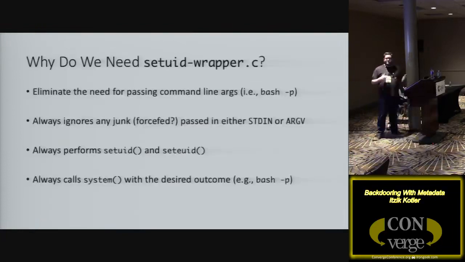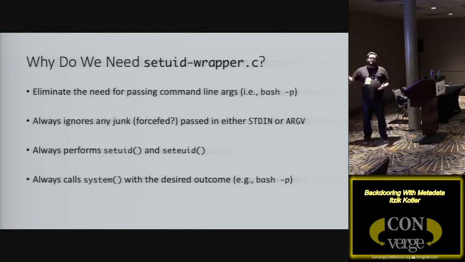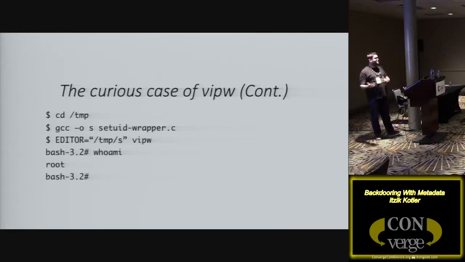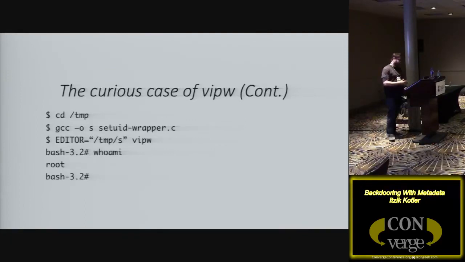Like I said, the benefit of using the setuid is to eliminate the noise and create a single funnel to what we would like to establish, which is a root shell. In the same situation with vipw, once we took the editor and changed it from bash -p into a temp file, which is just the compiled setuid wrapper pointing to what we want, we have successfully weaponized that particular application as well.